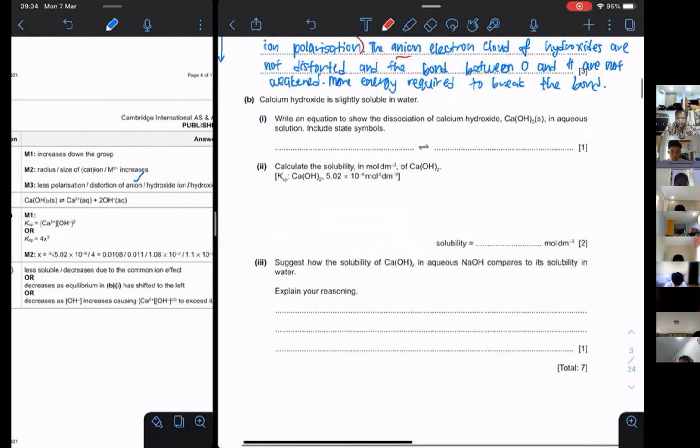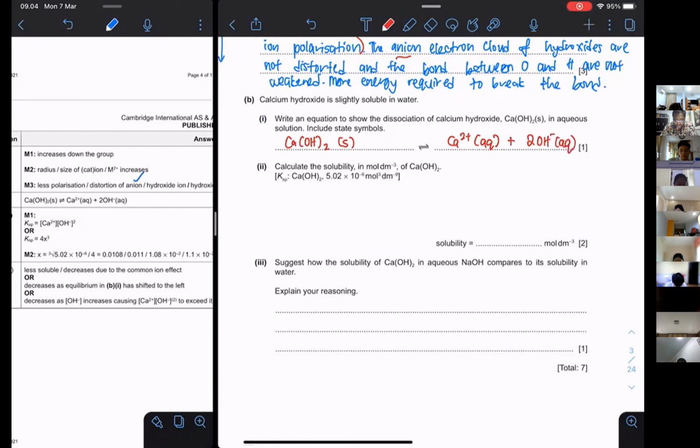So you see calcium hydroxide is slightly soluble in water. Calcium is at the top. And then they say write an equation to show the dissociation of calcium hydroxide in aqueous solution. So we know that calcium hydroxide must be solid, because of dissociation. It is going to dissociate to give you Ca2+ aqueous plus 2 moles of OH- which is aqueous.